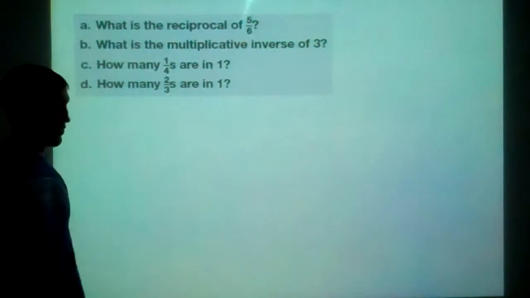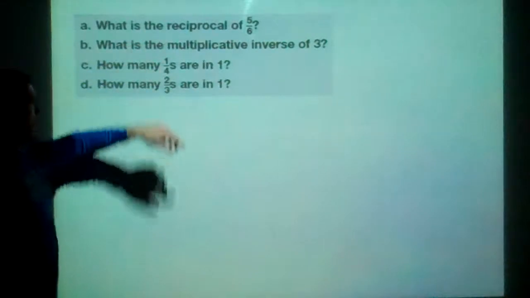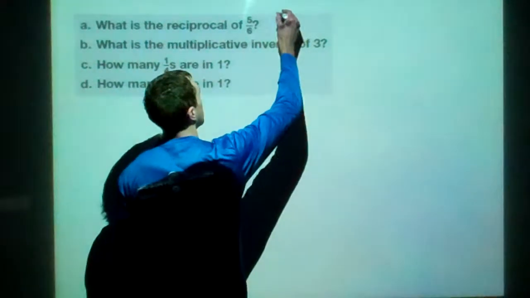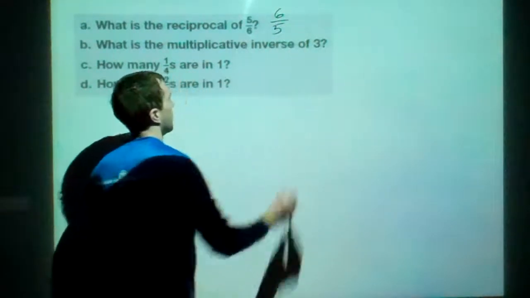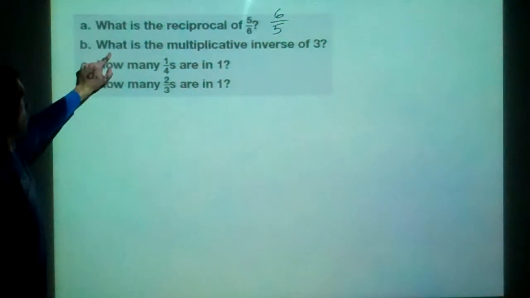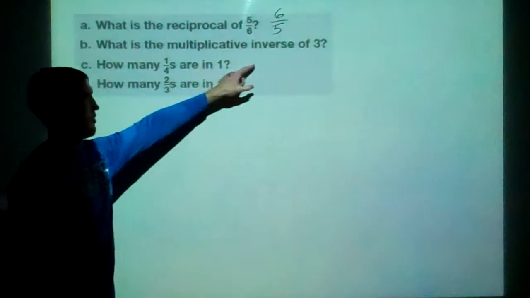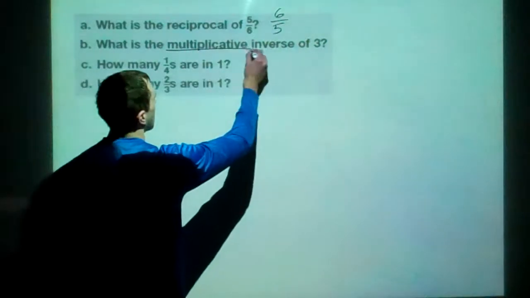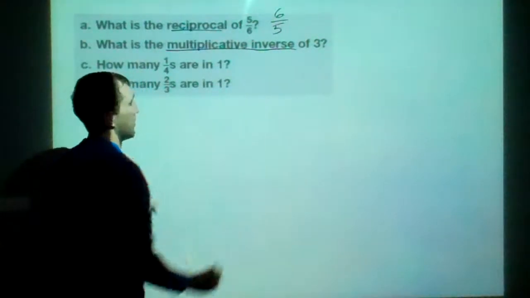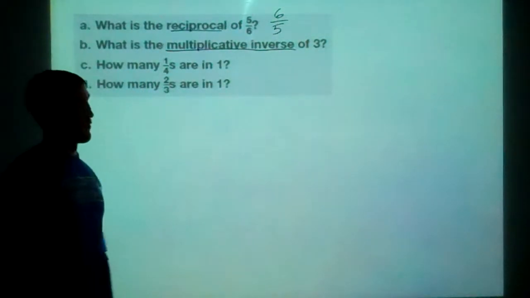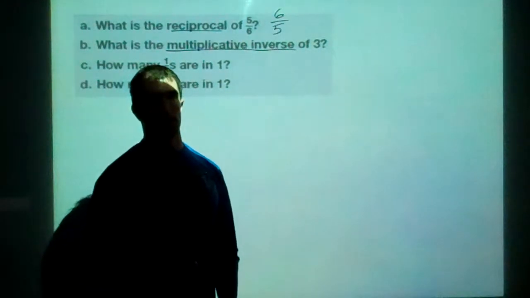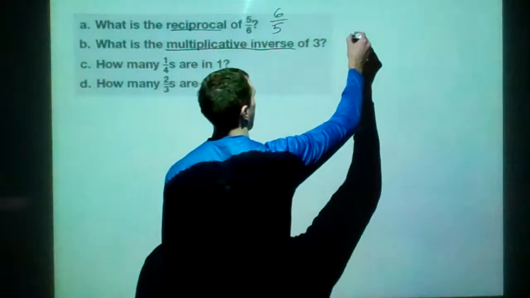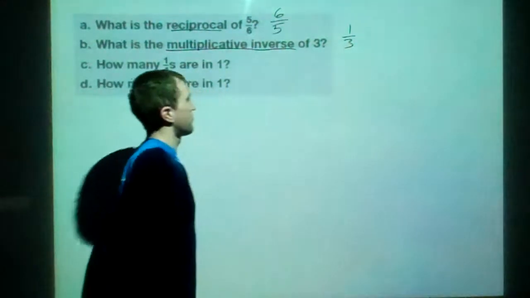Alright, so real quickly here, what is the reciprocal of 5/6? Well, all we have to do is flip it around. So this would be 6 over 5. Letter B. What is the multiplicative inverse of 3? Same thing as the reciprocal. So this and this, they are the same thing. Well, 3 is written as 3 over 1, so the inverse would be 1 over 3.